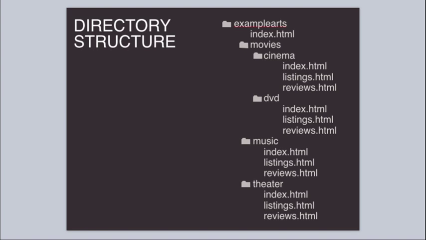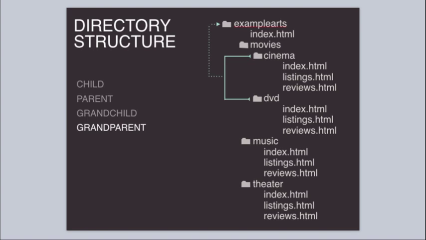But if you wanted to go back to the index.html for the entire site, you would have to do something different. So let's take a look. This is the root folder, also known as a directory. These are the child folders, movie, music, and theater, as I said. This is the parent. These are the grandchildren. So parent, child, grandchild, or at least grandchild relevant to Example Arts. And that means Example Arts is then the grandparent of cinema and DVD.